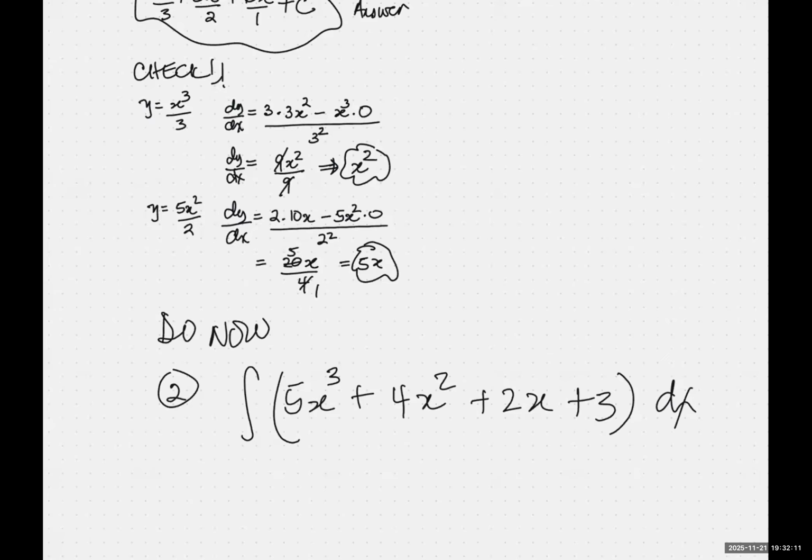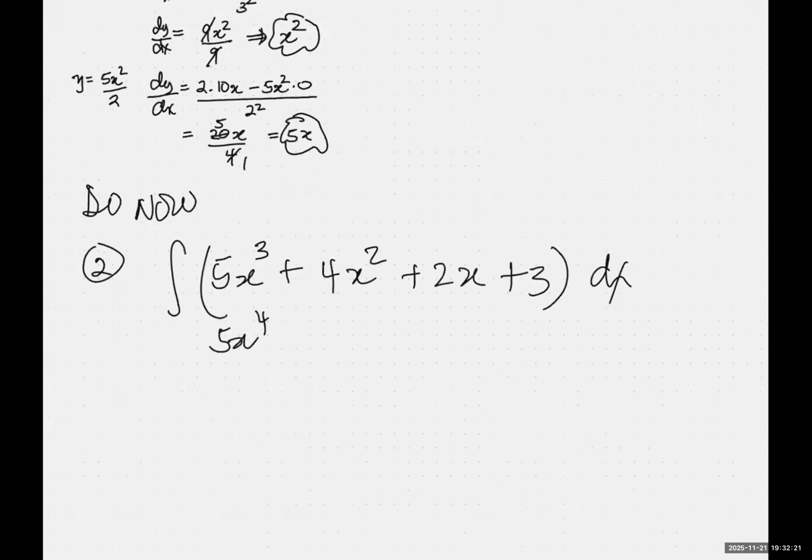So what we have right here is this: 5x to the 4th over 4, plus 4x cubed over 3, plus 2x squared over 2, plus 3x, plus c.